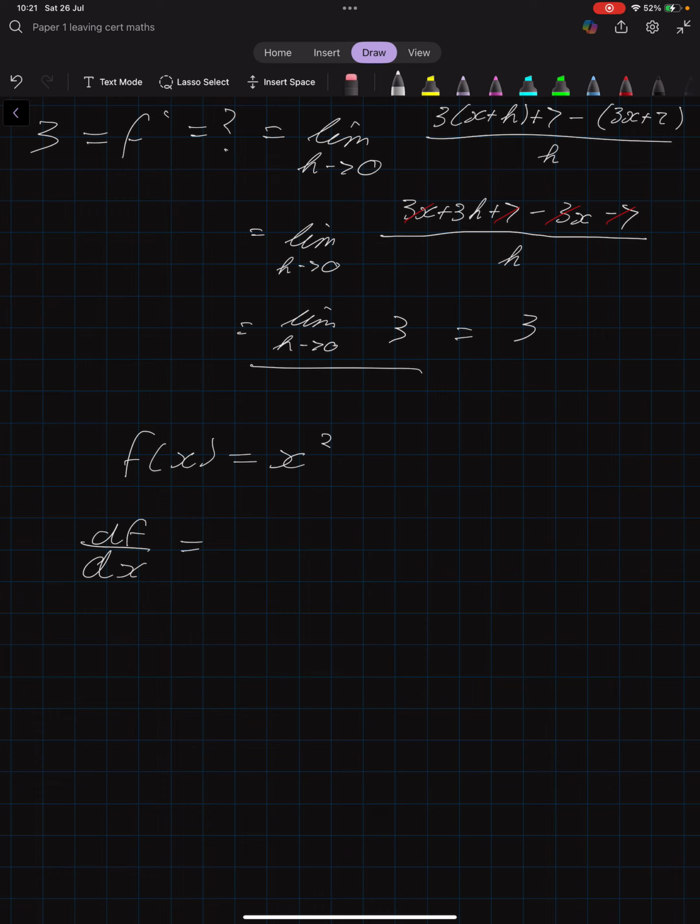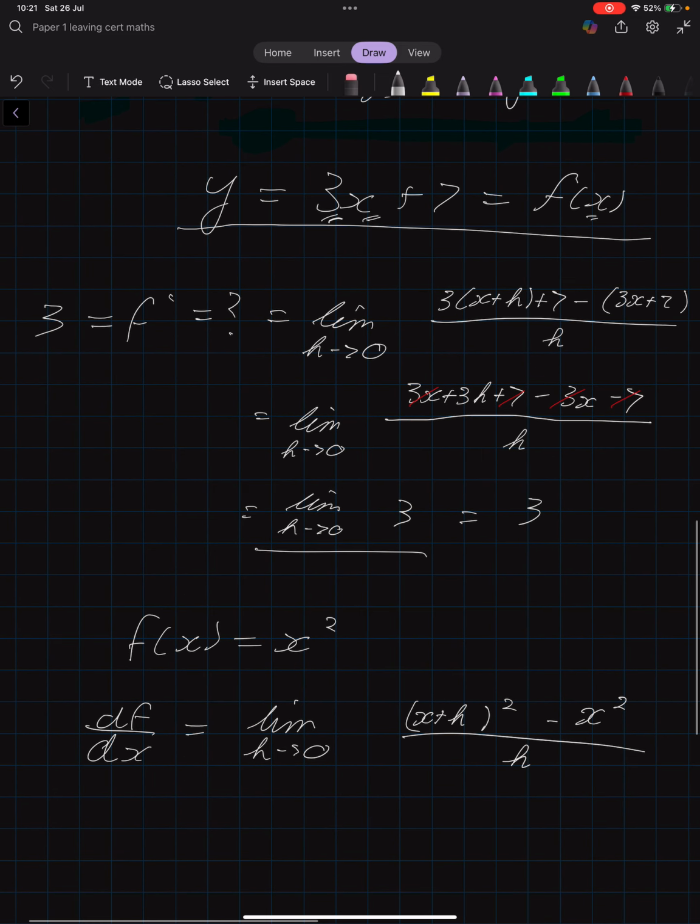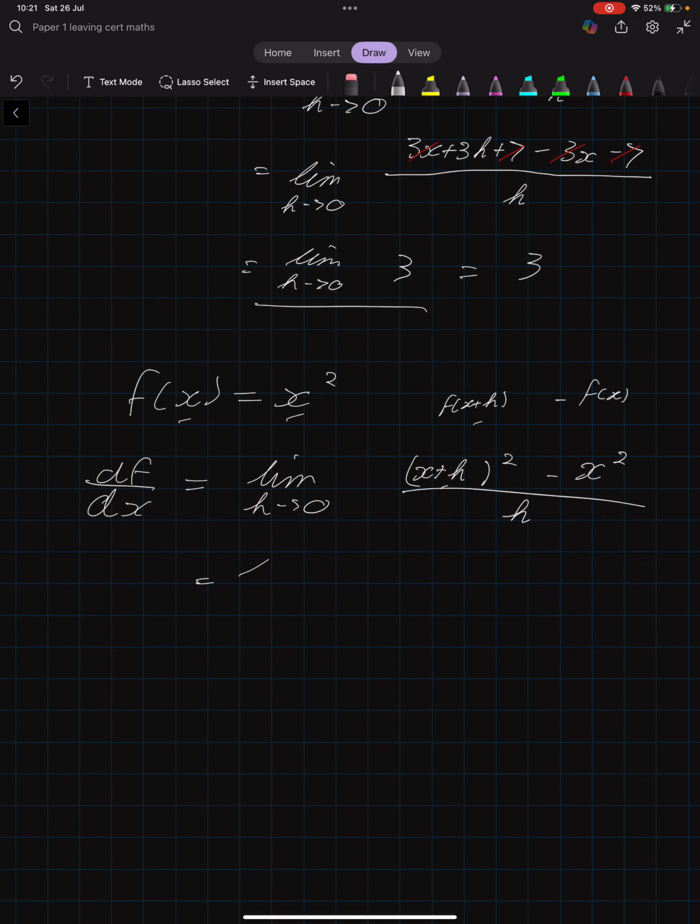So you would say, okay, it's the limit as h goes to 0 of f of x plus h. So x squared, if I plug in x plus h, I just get x plus h squared, minus f of x, so minus x squared, all divided by h. Okay, so again, the first one, you just plug in f of x plus h. So here, it just squares, minus f of x. Okay, so it's the limit as h goes to 0.